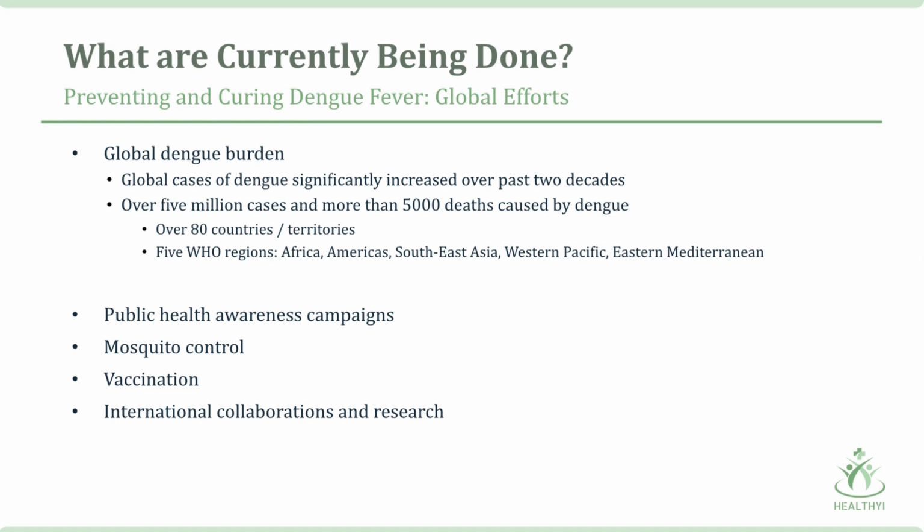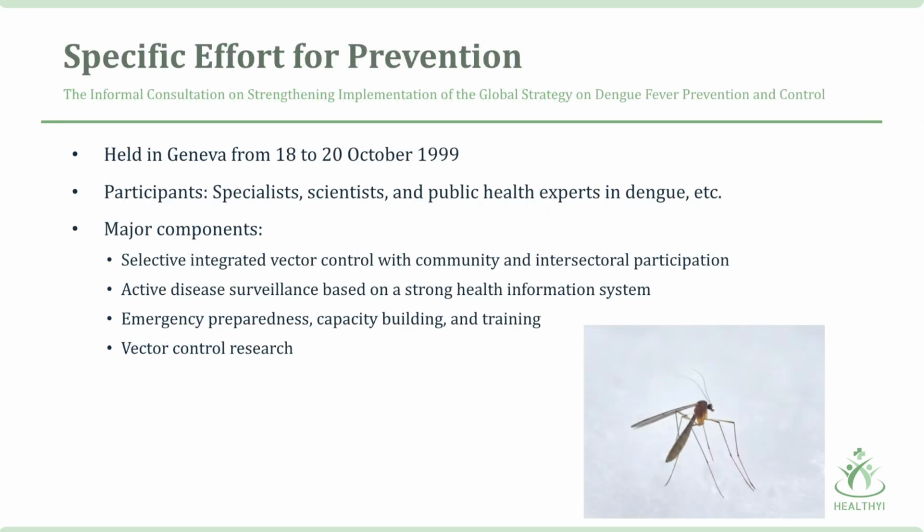Research and development efforts have led to the availability of dengue vaccines in some countries. Vaccination programs can help reduce the incidence and severity of dengue. Finally, international collaboration and research are essential to improve our understanding of dengue and develop effective control strategies. By working together, we can more effectively address this global health challenge.